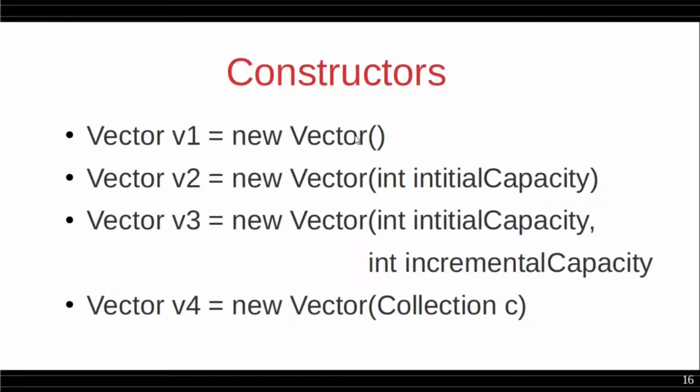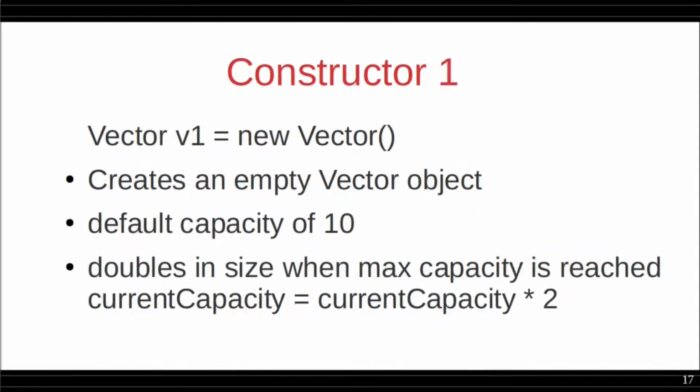We've got our default constructor. It has a capacity of 10. We have another one that takes the initial capacity. Third one takes initial capacity and the incremental capacity. We'll talk about that in a second. And of course the constructor that takes a collection. So let's take a look at the first one.